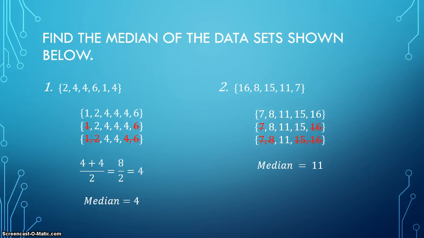For problem number 2, again, I'm going to take that set of numbers and order them from least to greatest. So I end up with 7, 8, 11, 15, and 16. From there, I scratch out one all the way to the left and one all the way to the right until I end up with the middle number. First, I scratched out 7 and 16 because 7 was the smallest, 16 was the largest. Then 8 and 15 because 8 was the second smallest and 15 was the second largest. And I ended up with just one number in the middle, 11. So 11 is my median.